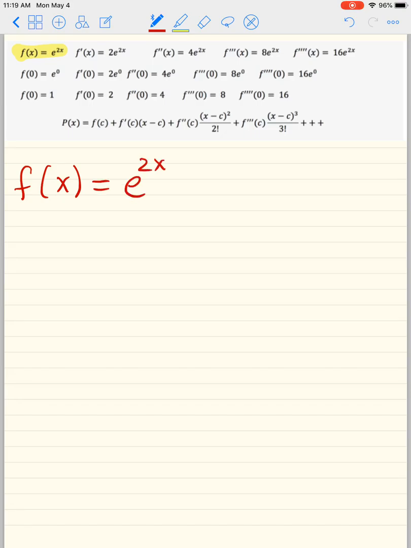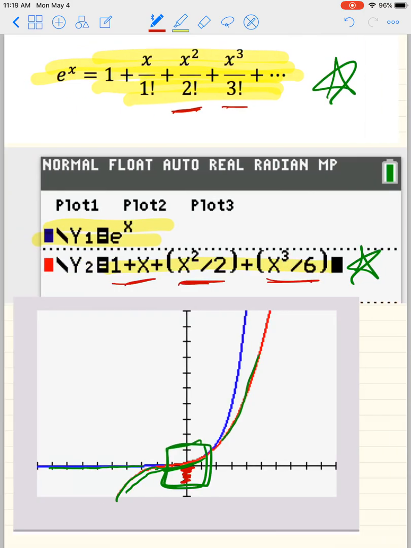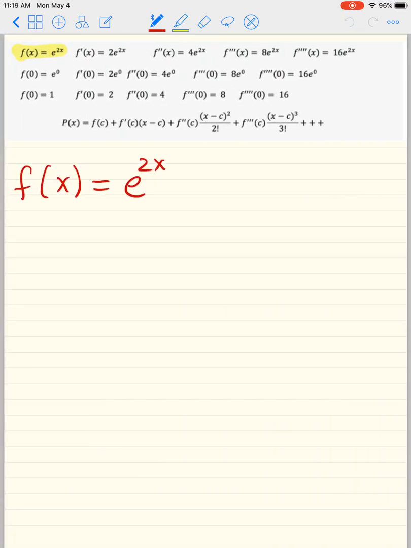Well, how do we do it? Well, if you go back here, take the function and take the derivatives many, many times, okay? And I did that for you guys. The derivative of e to the 2x is just e to the 2x times the derivative of the exponent, which is 2. So that's the first one right here. The derivative of 2e to the 2x is e to the 2x times the derivative of the exponent 2, but times the 2 that's in the front becomes 4 and 8 and 16.